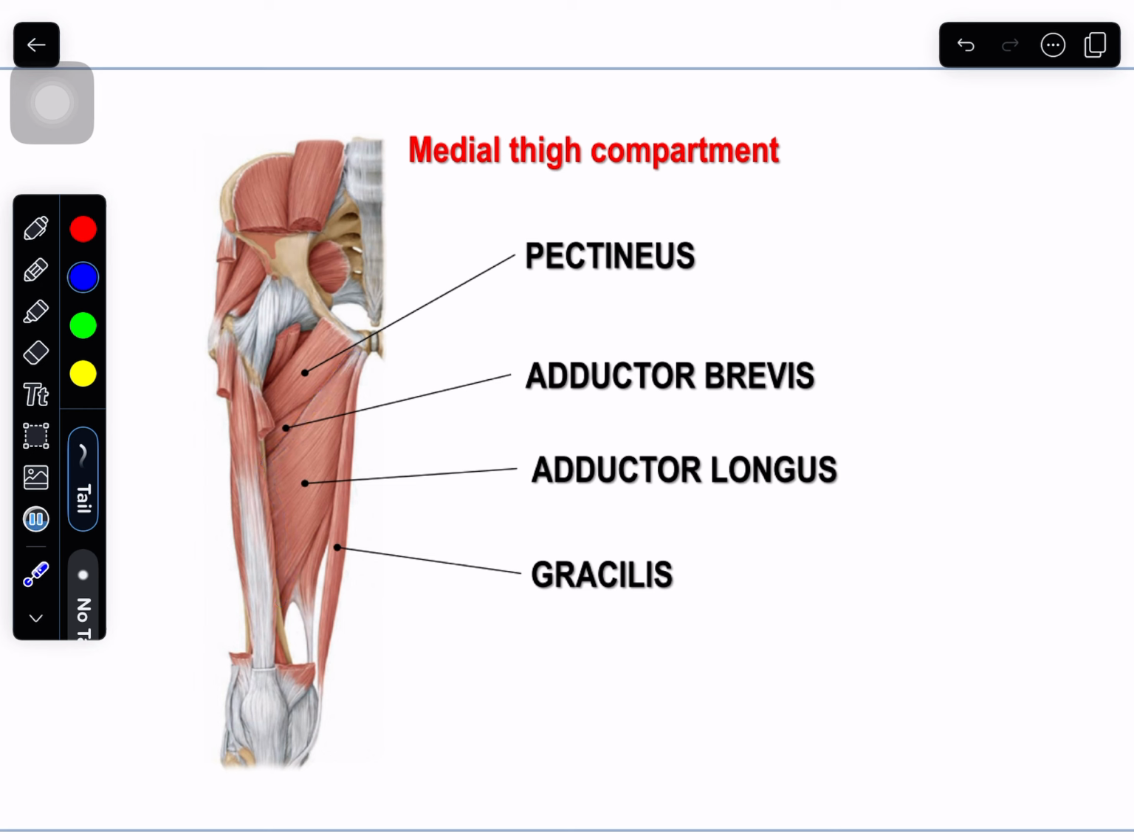And then finally, the most medial muscle found in the medial compartment of the thigh is going to be our gracilis muscle. Okay, so we can see where that is originating. It's originating on this pubic tubercle. And this is going to be one of the 3 muscles that are inserting onto the pes anserinus.